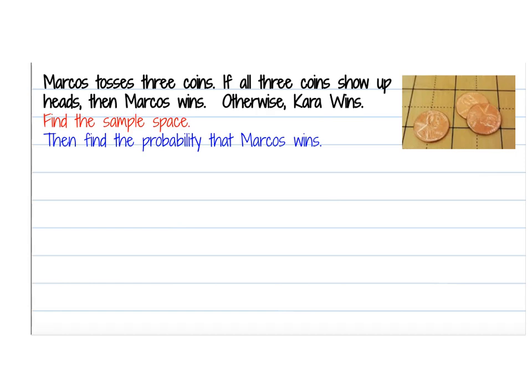All right, if Marcos tosses 3 coins, if all 3 coins show up heads, then Marcos wins. Otherwise, Kara wins. Find the sample space and then find the probability that Marcos wins. All right, so he tosses 3 coins. So if he tosses 1 coin, so we have coin 1, we have coin 2, and we have coin 3.